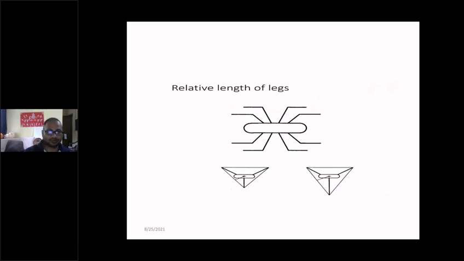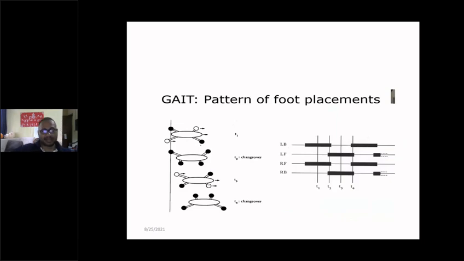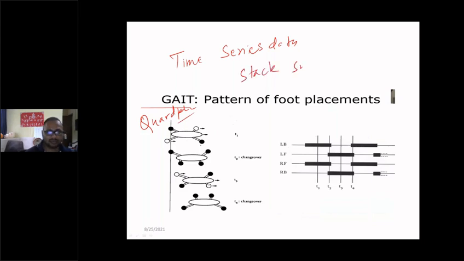Okay, now I'm coming to defining what gait is. It is the pattern of foot placement, and it is time series data. So you see that we have left and right legs. It is a quadruped animal, which has 4 legs. And as I already told, there is a stance phase and there is a swing phase. Stance phase is when the foot is on the ground. Stance phase and swing phase.